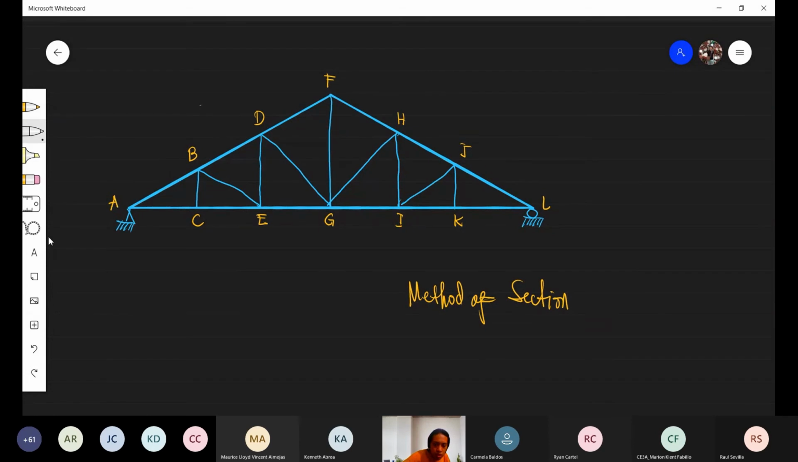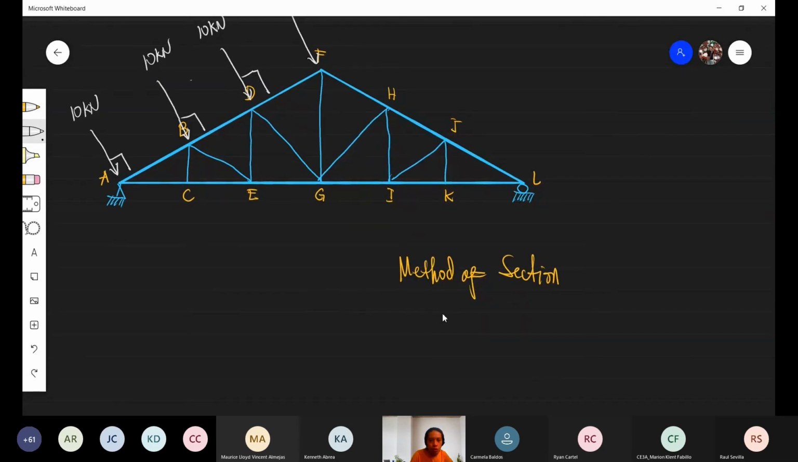Say, for example, this truss is subjected to a force of 10 kilonewton. Of course, this is 90 degrees with the top chord. We call this the top chord, and there is also the bottom chord. So the force acts 90 degrees from the top chord, 10 kilonewton. We are asked to find members DF, DG, and EG.